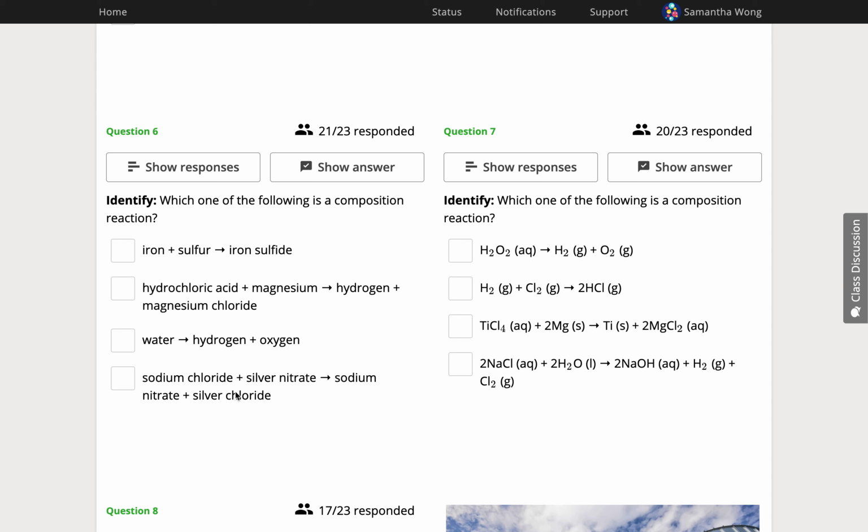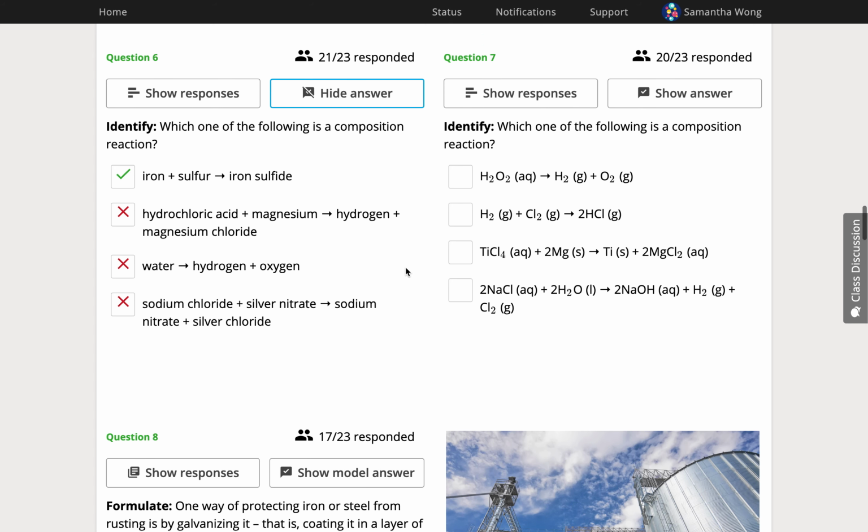And we also know that it cannot be sodium chloride plus silver nitrate, because that gives you 2 products once again. So what you're looking at is iron plus sulfur gives you iron sulfide. So if we look at the general formula, it is A plus B gives you AB. So that would be the answer for question 6.